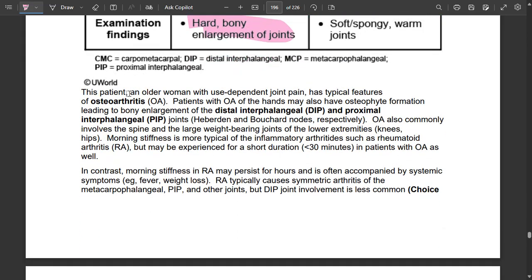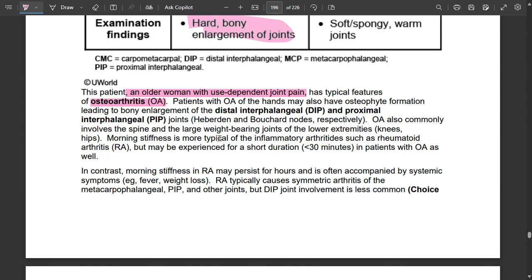An older woman with weight-dependent joint pain has typical features of osteoarthritis. So older woman means osteoarthritis. Patients with OA also have osteophyte formation leading to bony enlargement of the distal and proximal interphalangeal joints, evident as Heberden and Bouchard nodes respectively. So proximal means Bouchard, and distal means Heberden. OA most commonly involves the spine and the large weight-bearing joints of the lower extremities like knees and hips.